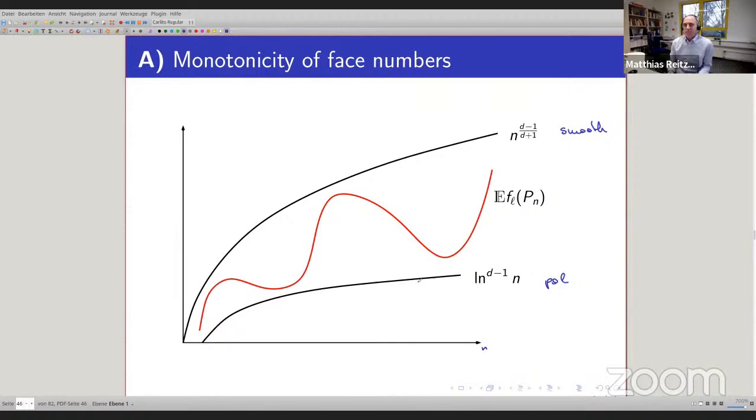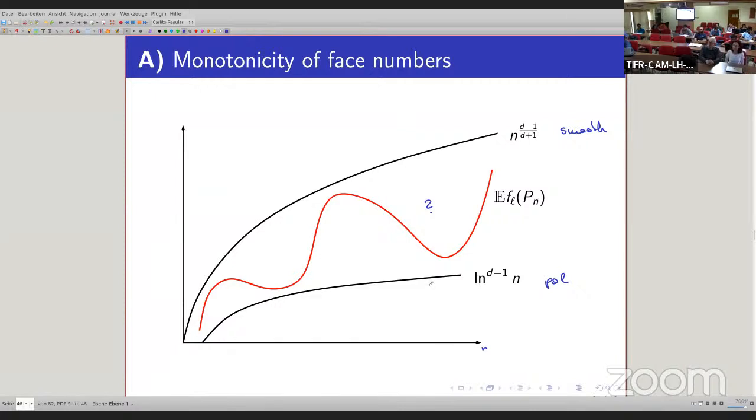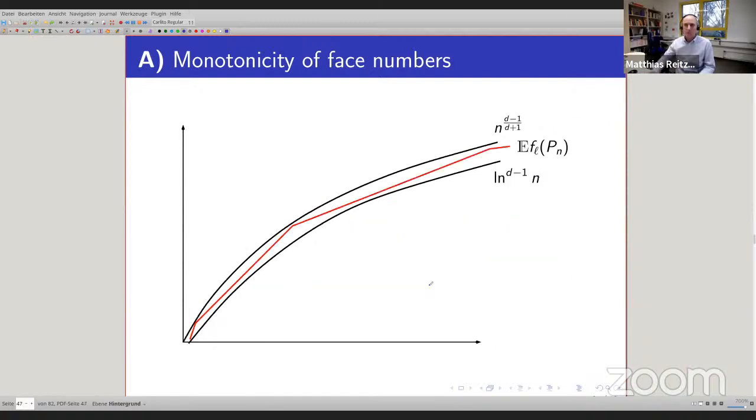And this at least makes a huge question mark whether your red curve is increasing all the time, or whether it could also be decreasing in between, from the smooth to the polytopal case. Clearly the curve could also look like that. You are close to the smooth case, and then you have something like a line segment which is nearly tangent to the polytopal case, and then it continues, going back to the smooth case. This could also happen. So at least there is a question mark whether the monotonicity is trivial.